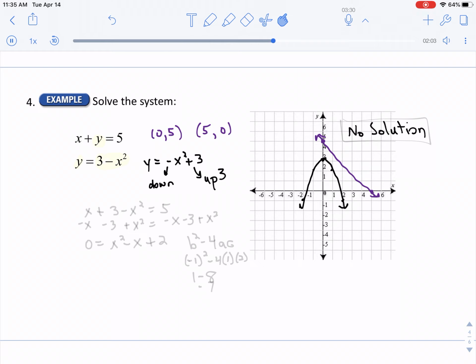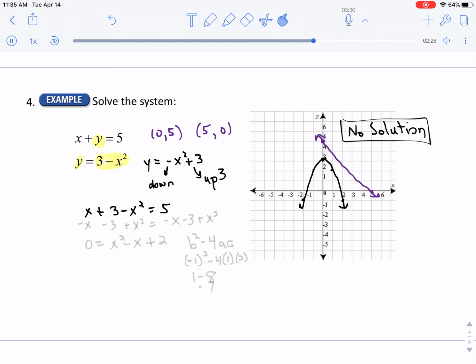Now let's look at doing it with substitution. Since I already have this y by itself, I can take 3 minus x squared and put it in for this y. So that's going to give me x plus 3 minus x squared equals 5.